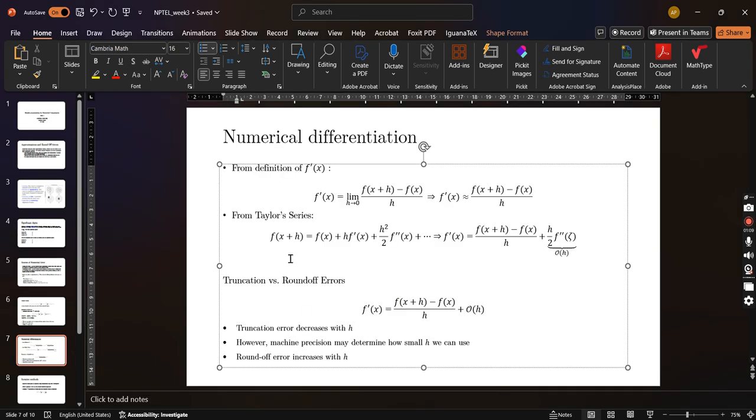So the truncation error decreases with h. The smaller the h we take, the smaller error we get. And machine precision may determine how small h we can use.